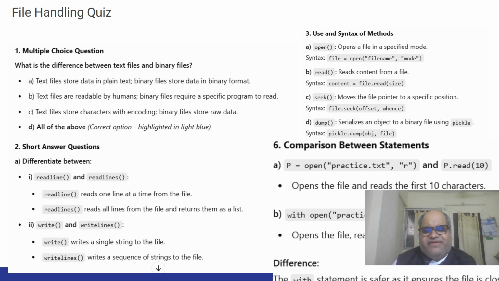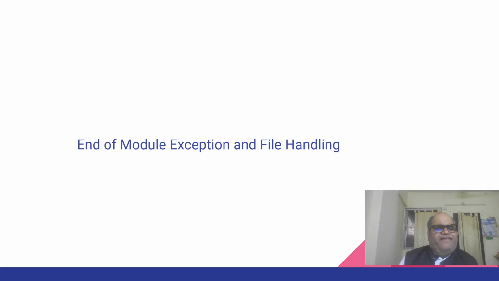Comparison between statements. open practice, R, and P read 10: open will open the file and read the first 10 characters, versus with open practice.txt R and x is equal to P.read(10). Here, whenever you use with open, it will open and read, as well as close the objects on its own, right?